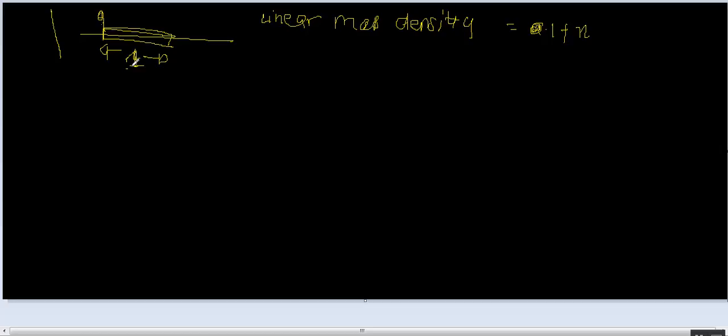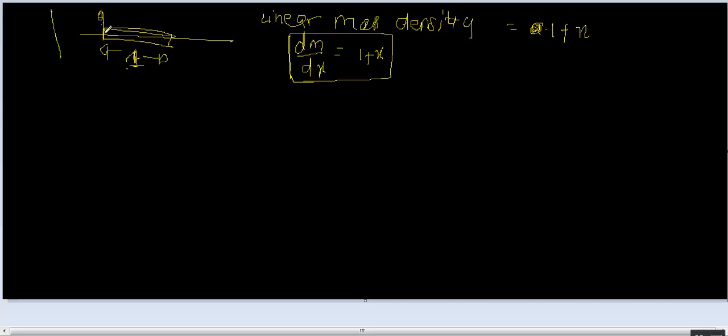Okay, so we have to find the center of mass. So what is the linear mass density? Linear mass density is basically dm by dx, and this is 1 plus x. Okay, this is the meaning of linear mass density. In the earlier question, this quantity was constant, dm by dx is constant.